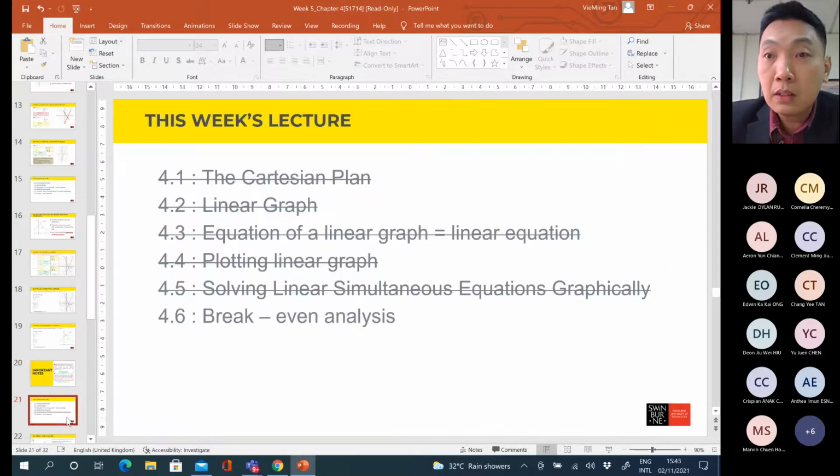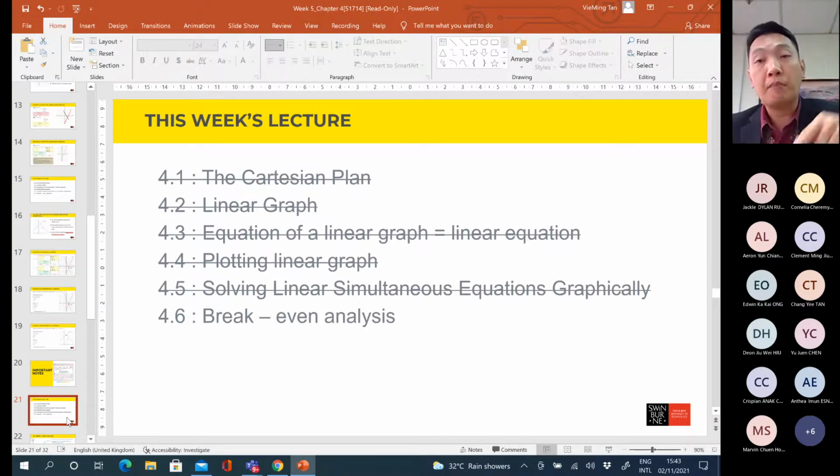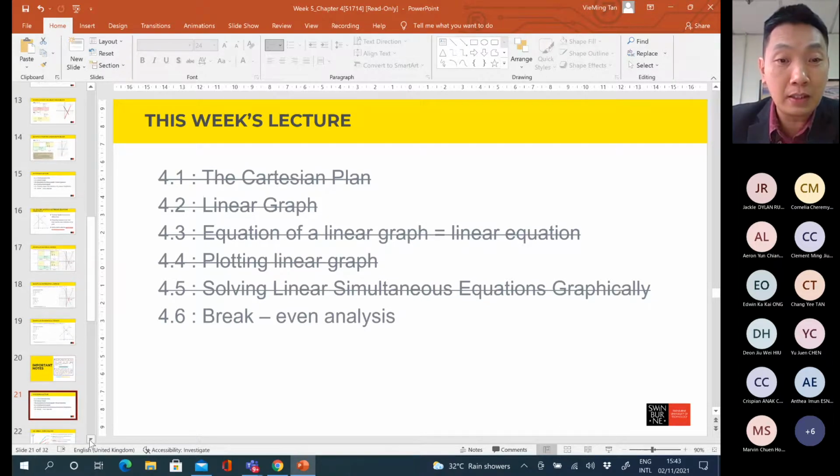Next. Just now we studied how to identify the intersection point between two linear lines. So now we want to apply this concept to a business scenario, and we call this break-even analysis. That will be the last part for today.